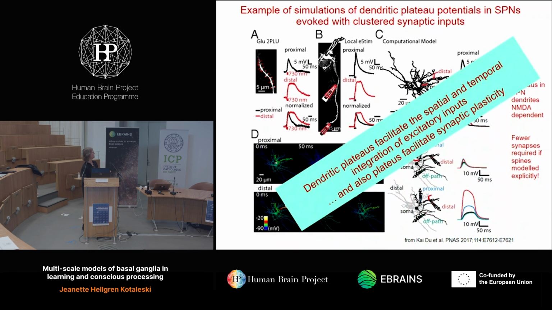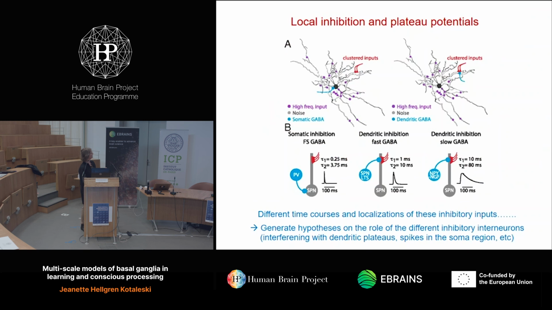During this time, obviously, we have facilitation of spatial and temporal integration of excitatory inputs. This is expected. And it's also known from other systems that plateaus facilitate synaptic plasticity. That was mentioned, for instance, by Michele in the hippocampus, and this is also true for cortex. So what we wanted to understand better is how these plateau potentials could be controlled and shaped by the local network, because most of the neurons in the striatum are inhibitory.